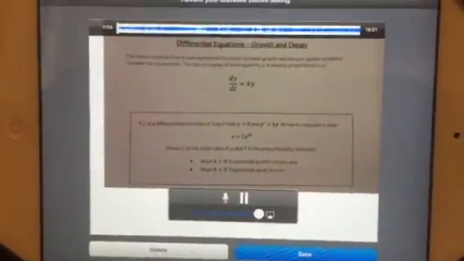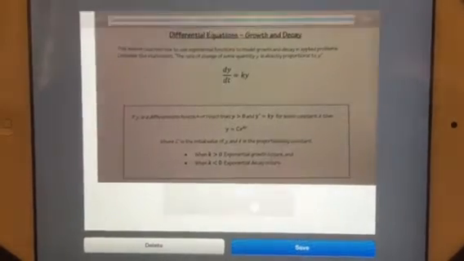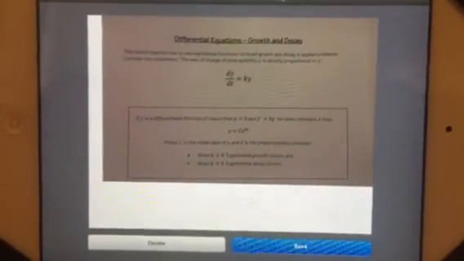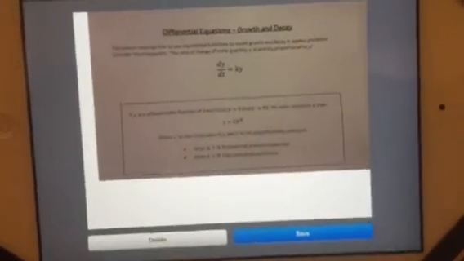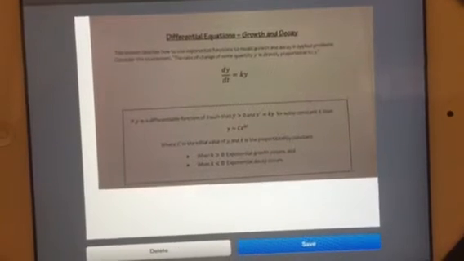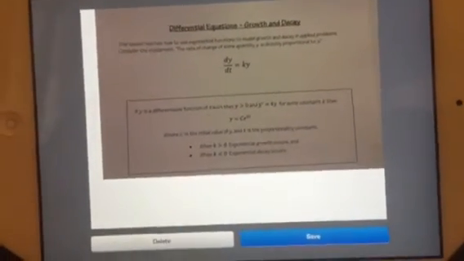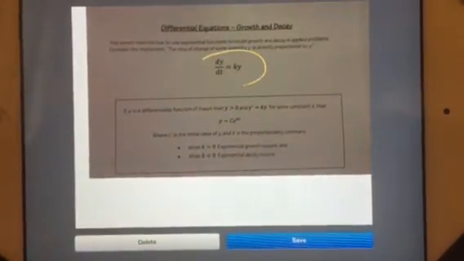This video is on differential equations, specifically on growth and decay. This lesson teaches us how to use exponential functions to model growth and decay in applied problems. Anytime you see some form of this statement, the rate of change of some quantity y is directly proportional to y, you automatically have to think of this.